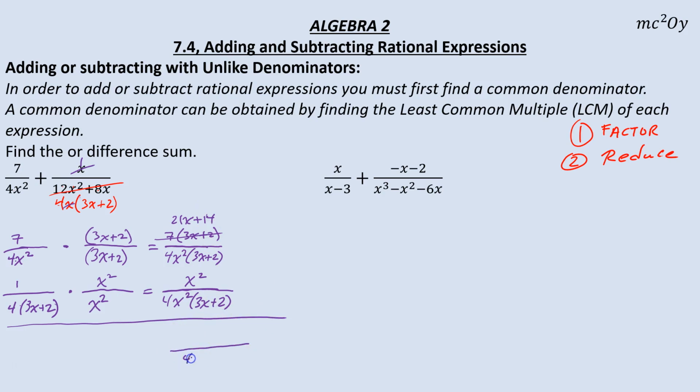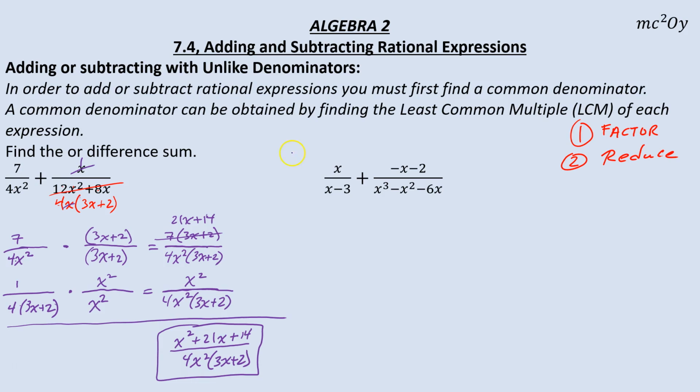Common denominator, 4x squared times 3x plus 2, and 21x plus 14 and x squared. I'm going to put the x squared first: x squared plus 21x plus 14. At the very end, you should always try to factor and reduce. Well, are there two things to multiply to make 14 and add to 21? There are none, so you can't factor the top, so that means you are done. You don't have to multiply out the bottom if you don't want to. You definitely could, but you don't have to.